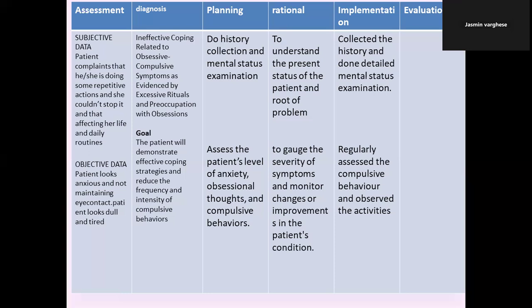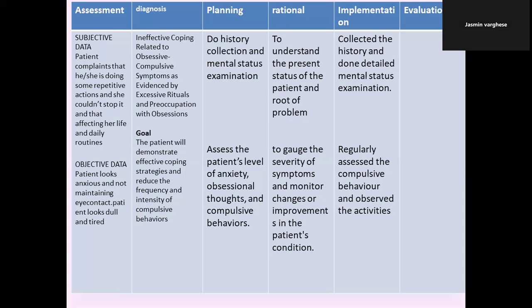Then you can write the planning column. In the planning column, you have to write the planning. Then you have to write the rationale, the reason behind each planning. Then implementation, that means after implementing the plan, what is the result or how you have carried out what you wrote in planning. Then evaluation, what is the result?